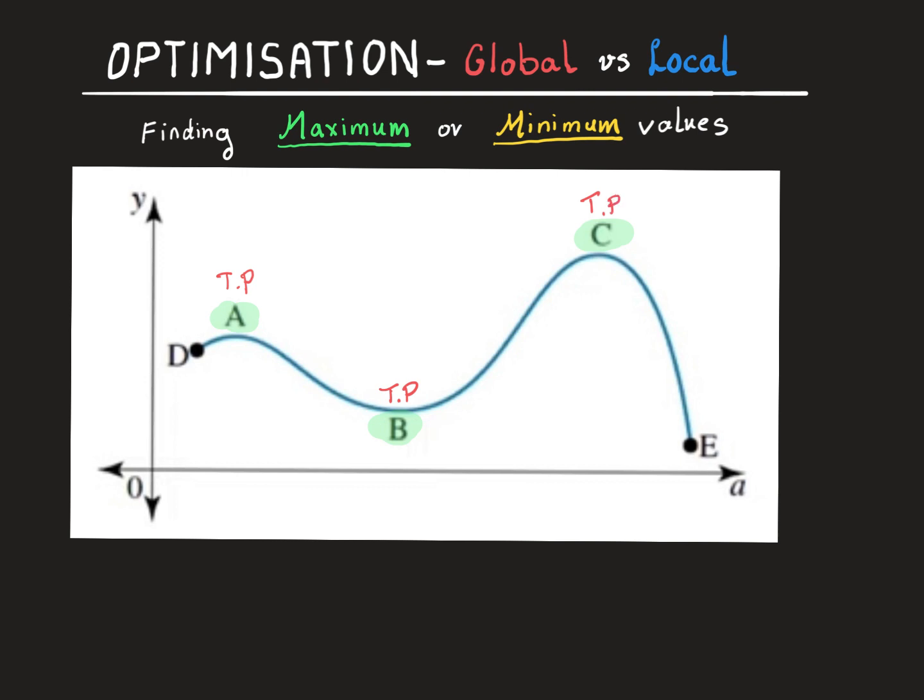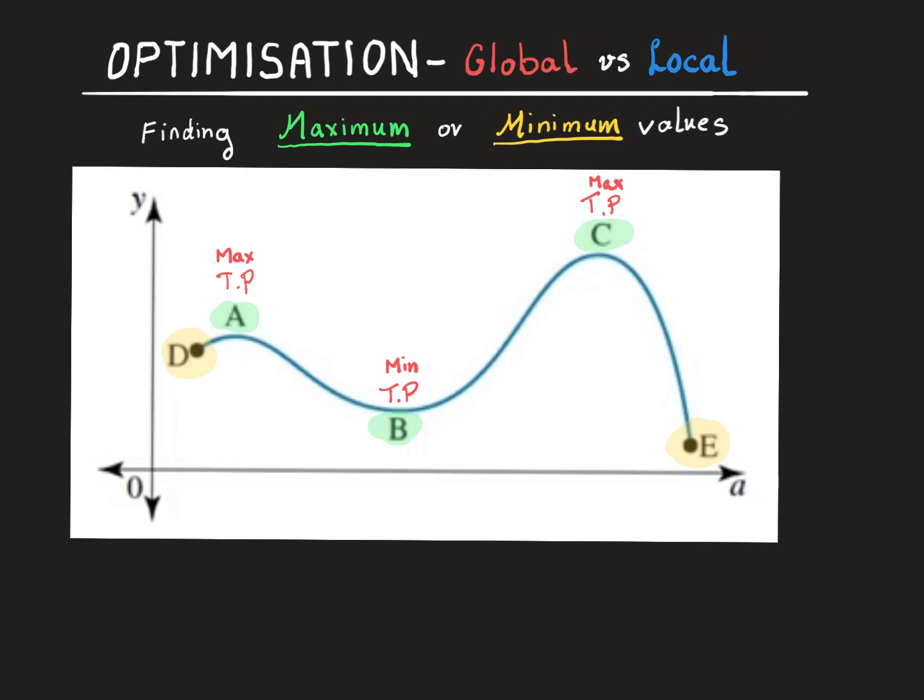A is a maximum, B is a minimum, and C is a maximum again. And there are also 2 endpoints, one endpoint D and another endpoint E with a value. So we've identified 5 points. Now, if you think of the word global, what does it actually mean? It means worldwide, overall. So look at that function and see it as an overall function.